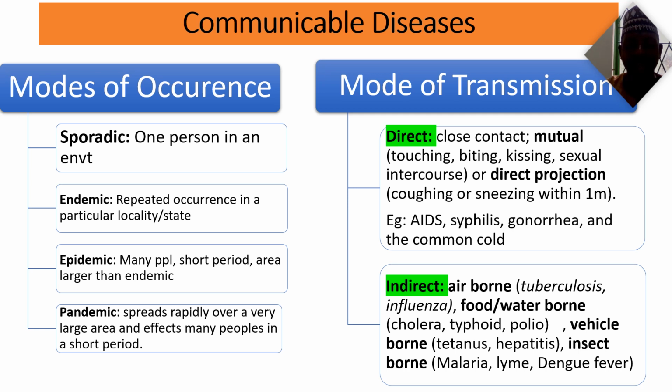So in general, direct transmission of diseases has to be directly from an infected person to a non-infected person based on close contact, while in the case of indirect, the diseases are transmitted through a medium. An element in the environment serves as a medium for transmitting the diseases from an infected person to a non-infected person.